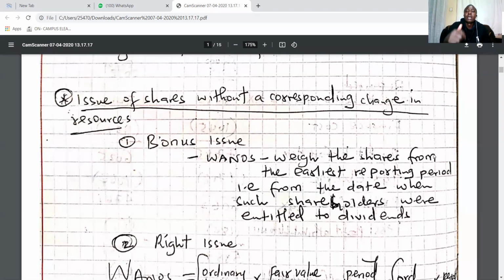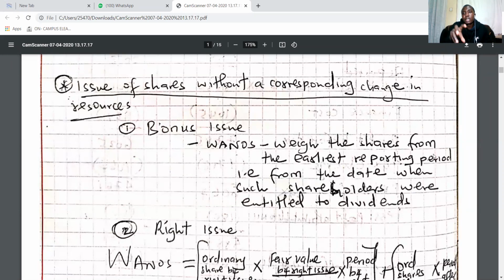What I mean when I say you weigh the shares from the earliest reporting period, that is from the date when the shareholders were entitled to the dividends. So for now, know that these shares are weighted from the earliest reported period. A good example, before I go to the exam illustrations, is where an entity had already issued around 200,000 ordinary shares, and these were outstanding for the entire year.